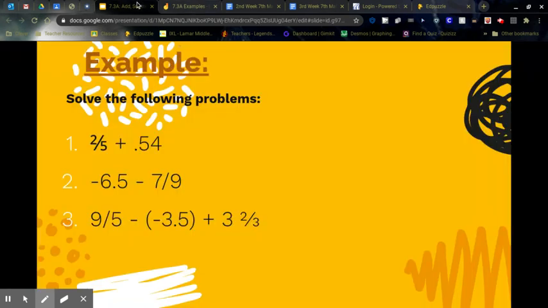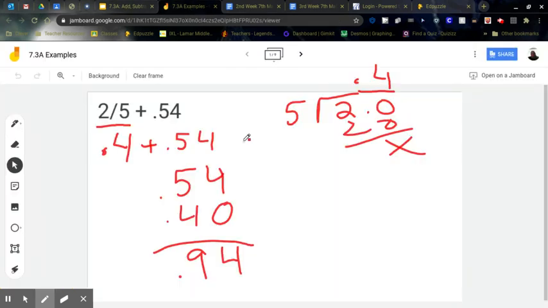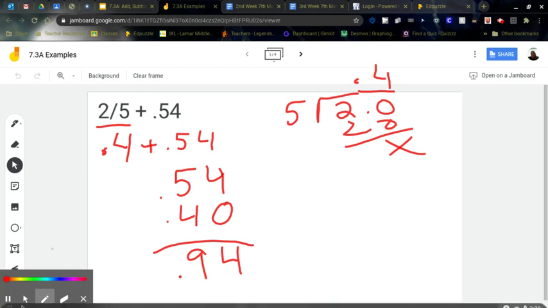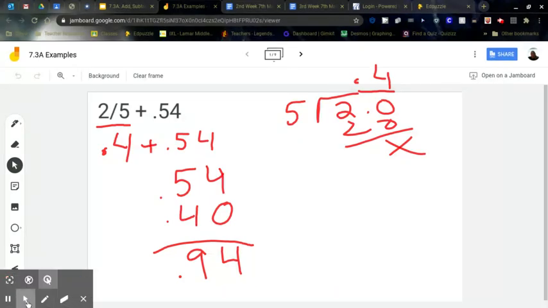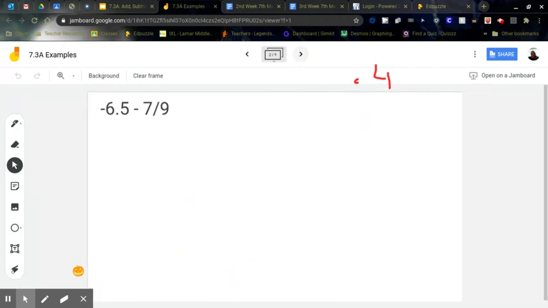Okay, if we go back, our second one, negative 6.5 minus 7/9. Okay, so the next one we're going to do, hold on. I did that with my Screencastify one. Okay, let me erase this for you. We're going to use this time.